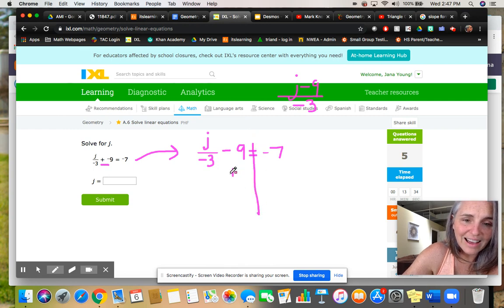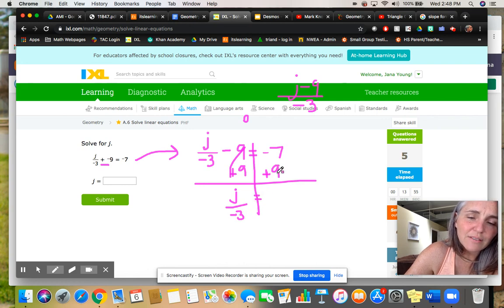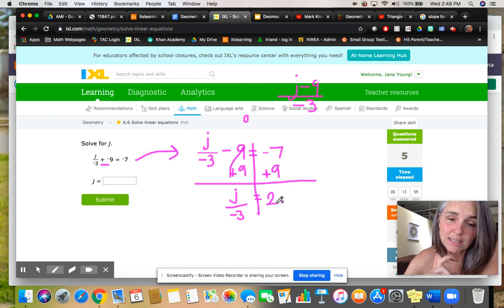So I'm going to add 9 to both sides, negative 9 and positive 9, 0, just like I would like for it to be. What I do to the left side, I have to do to the right side, leaving me with j divided by -3 on the left. -7 plus 9 is 2 on the right.